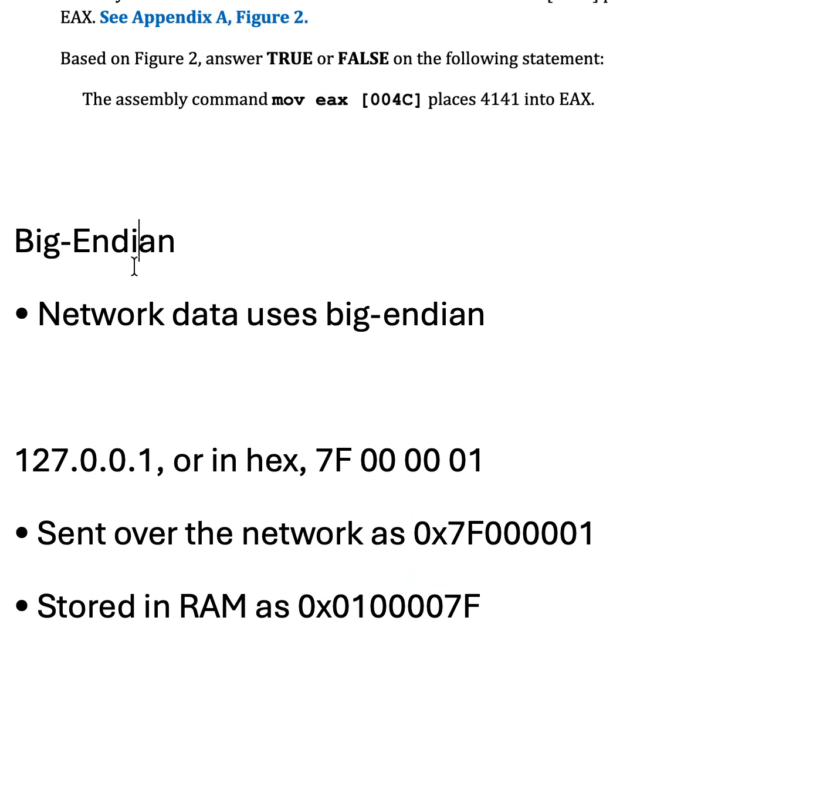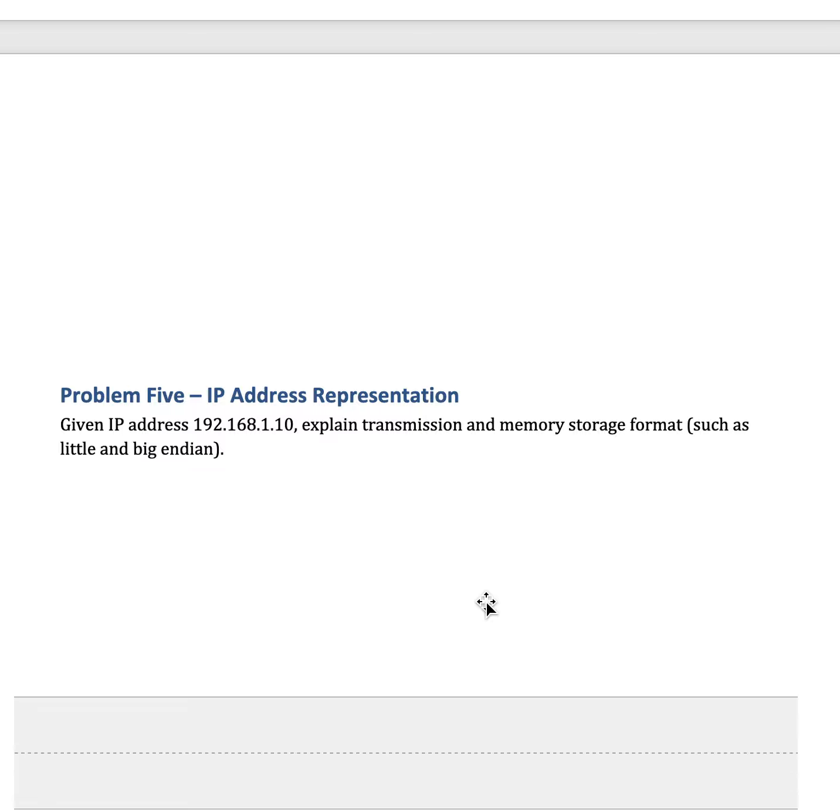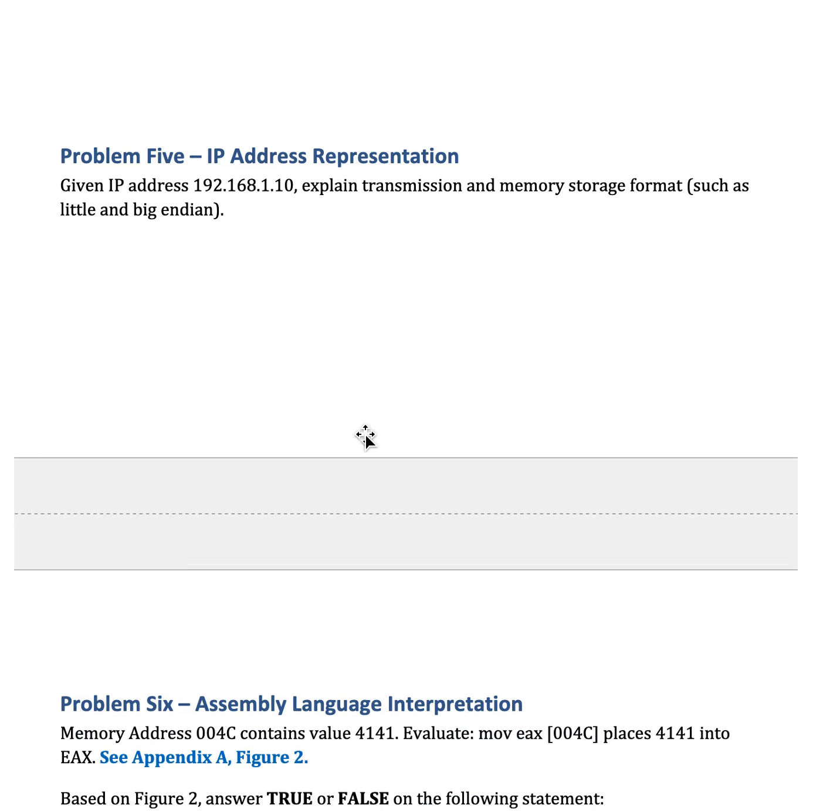Now, little endian is how it's stored. So it's stored in RAM with the most significant bits last. Okay, so that should explain how you can differentiate between how the bits are transmitted versus how they are stored. They are transmitted using big endian, and they are stored using little endian.